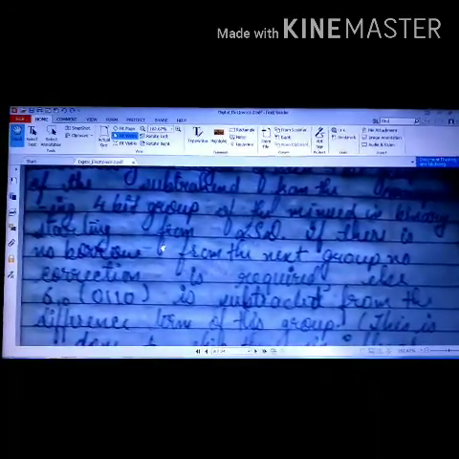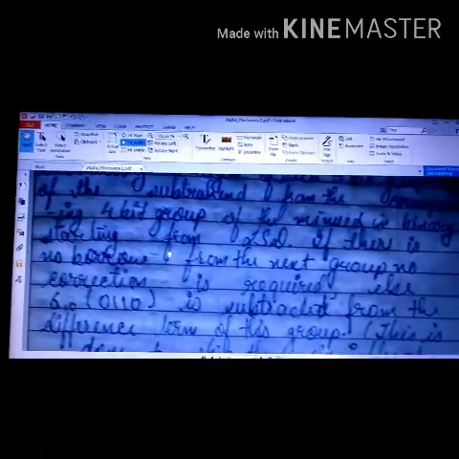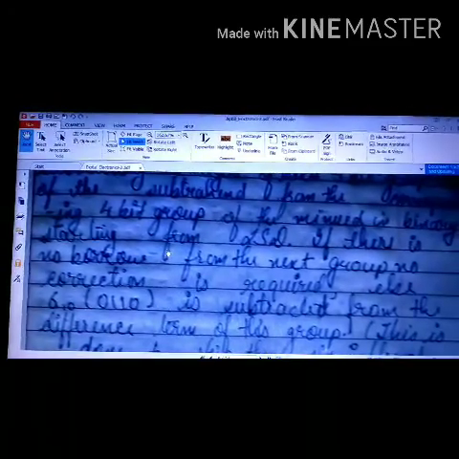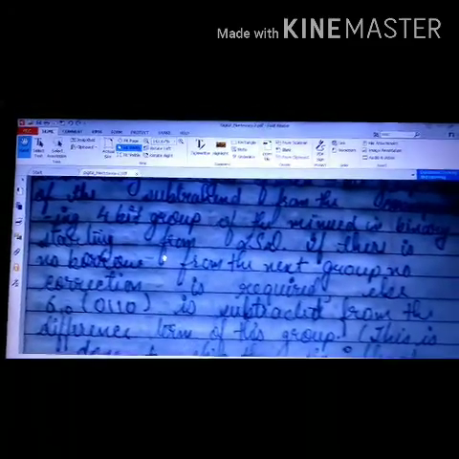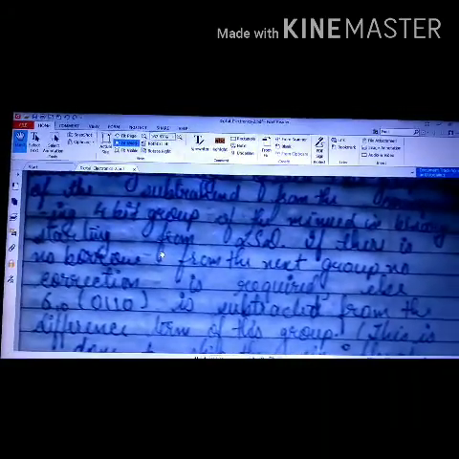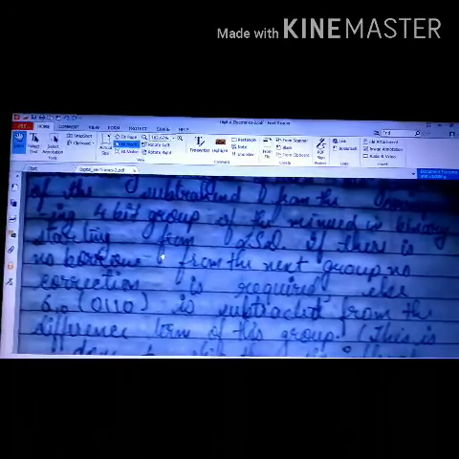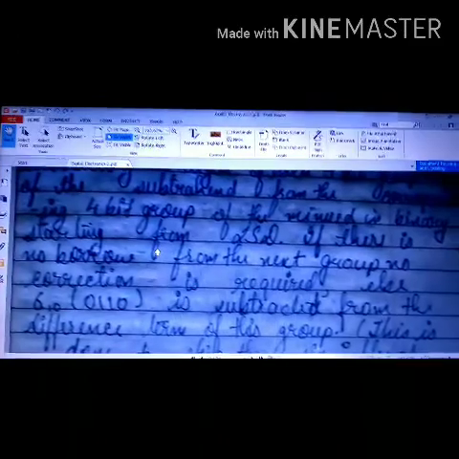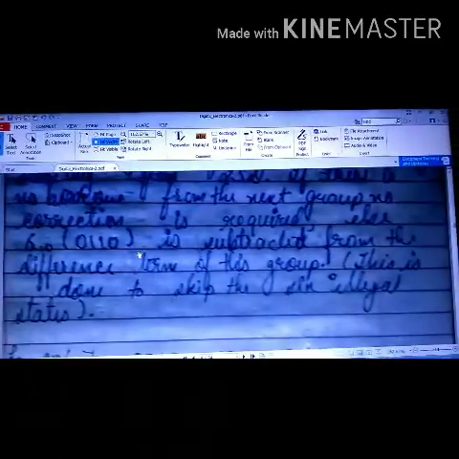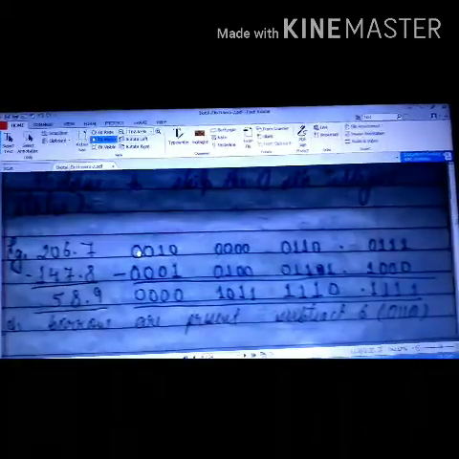So if a particular group does not have any borrow taken from the next group, then it does not require any correction and it is in its perfect form. So no correction will be required. However, if there is a borrow from the next group, then 6 is subtracted from the difference term of this group. This is done to skip the 6 illegal states.